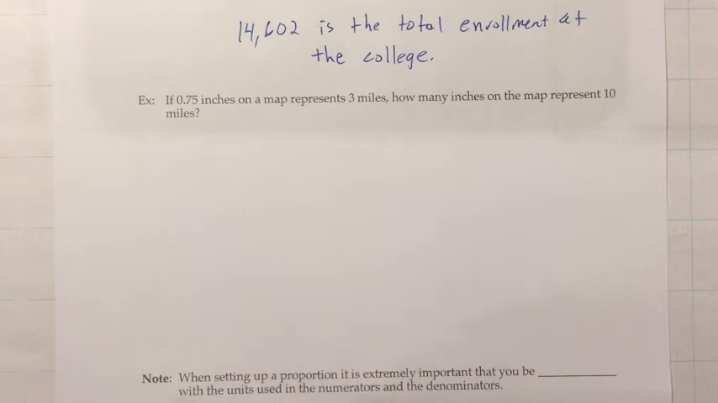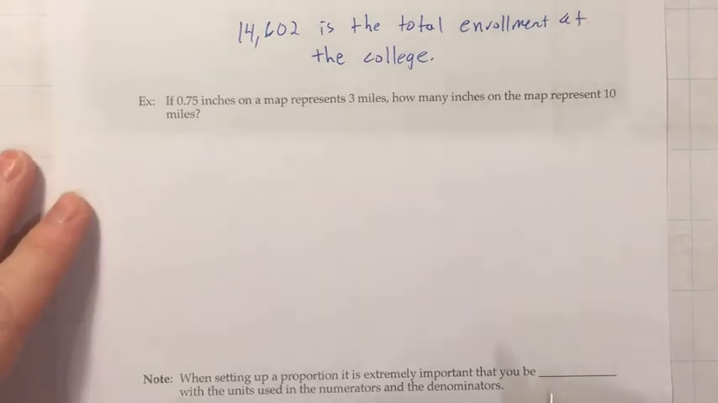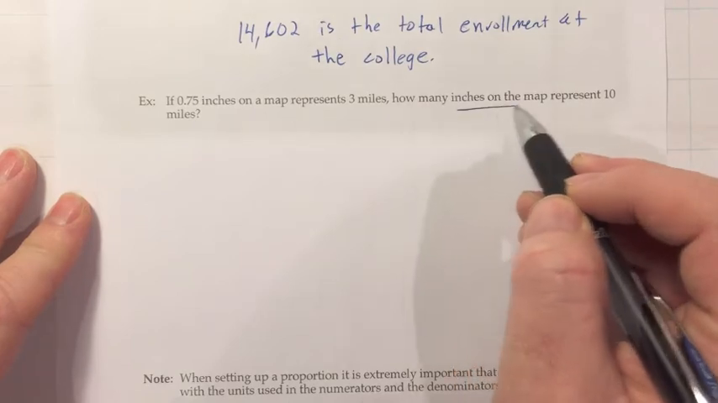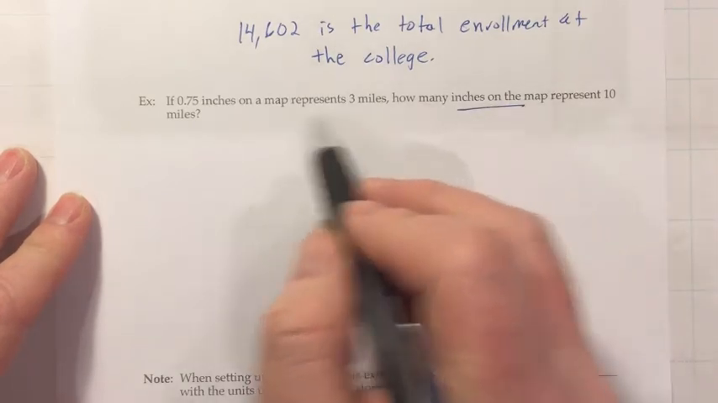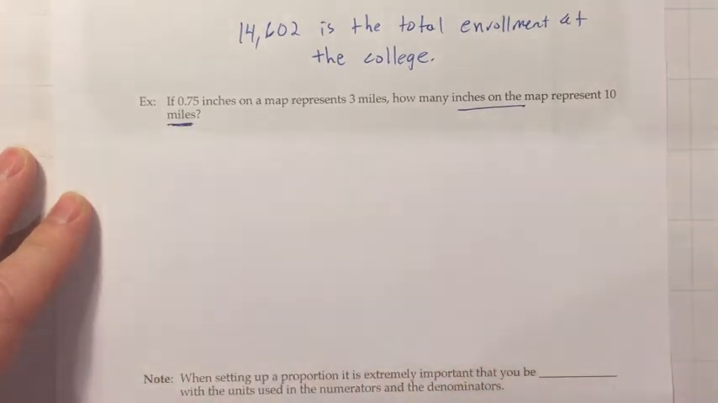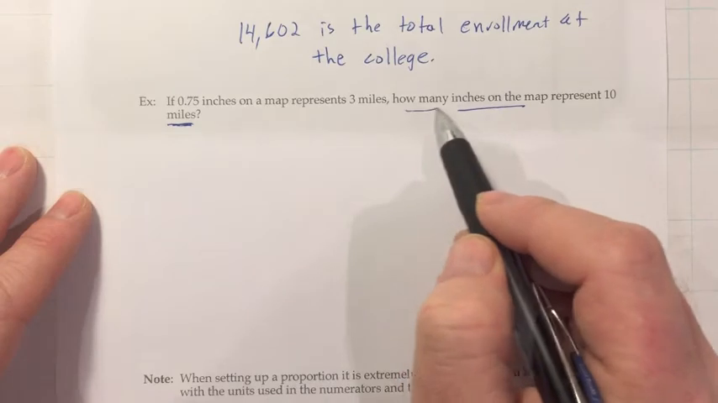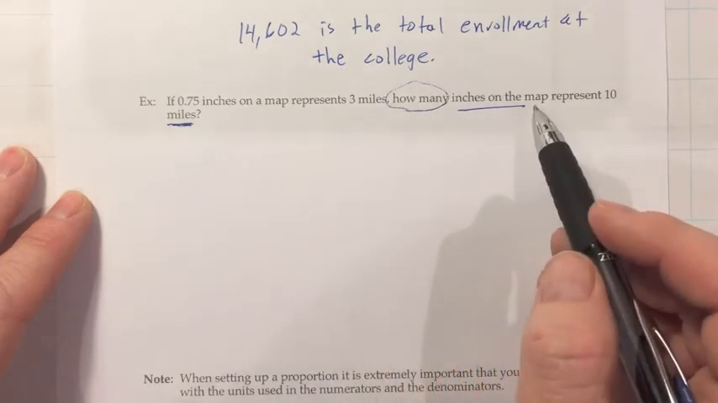If 0.75 inches on a map represents 3 miles, then how many inches on the map represent 10 miles? So we have two different types of measurements here. We have inches on the map, and then we have miles, which would be like, in real life, on the planet, on Earth, however you want to think about that. So the thing that they're asking us to find, how many, that's inches on the map.